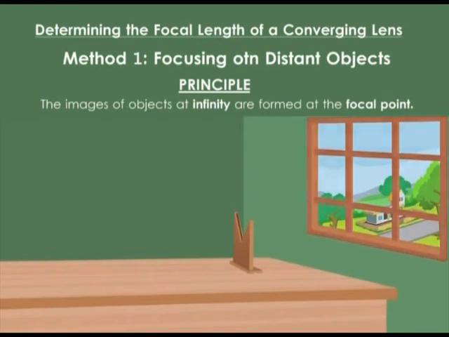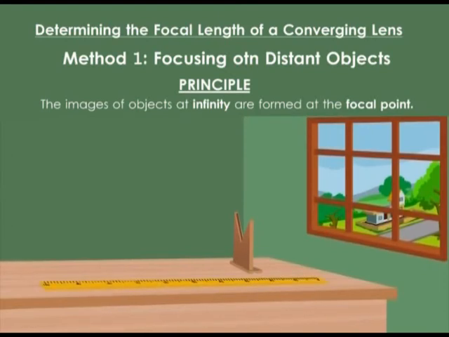Locate some distant object like a tree from the window of your lab. Place a meter rule in the direction of the object. Now place a convex lens mounted on a stand vertically along the meter scale such that the midpoint of its base is at the 5 centimeters mark. Place a white screen behind the lens such that the base of the lens stand and the screen remain in line with the meter scale.